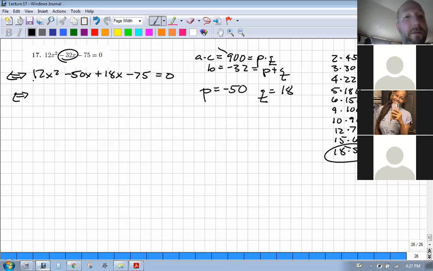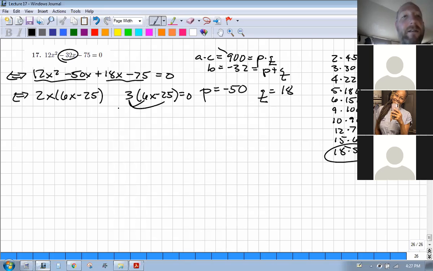Let's see, what can we pull out of here? Pull a 2x out, right? That would give us a 6x minus 25. Over here, I want to end up with a 6x minus 25. So what do I need to put here? A 3. That gives me 18x. And yeah, there we go. So we have 2x plus 3 times 6x minus 25 equals 0.